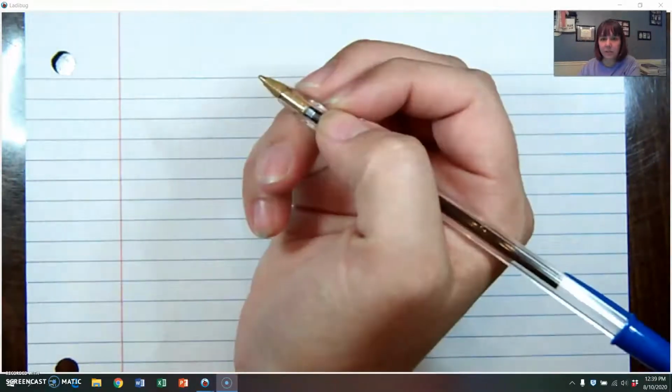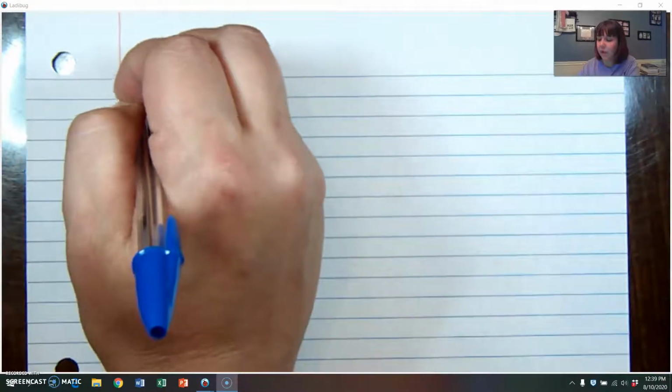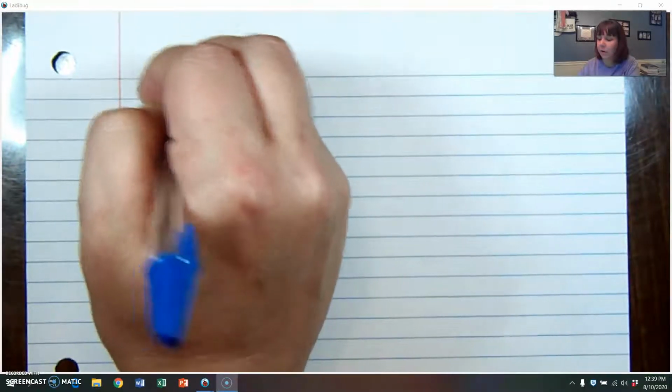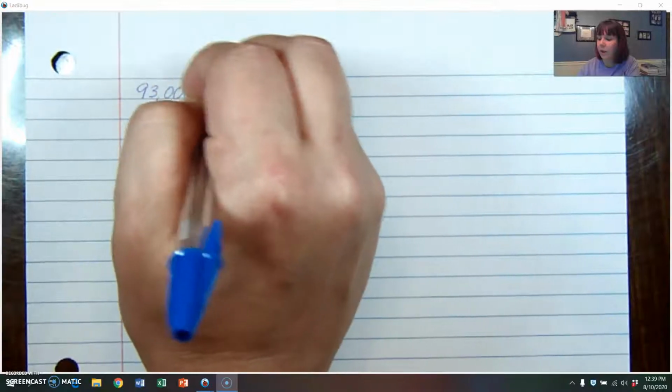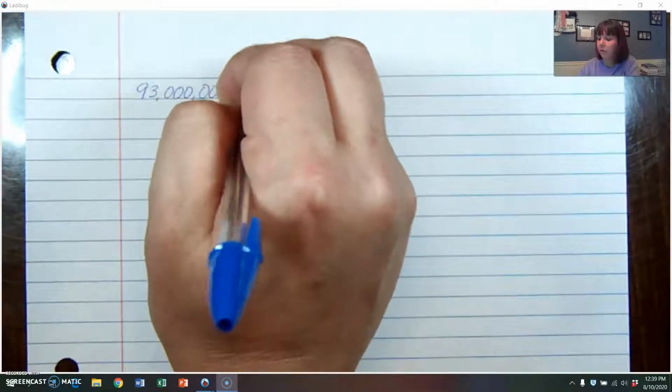In physics, we often use numbers that represent very, very big things, like the size of the solar system and beyond, and very, very small things, maybe like the size of an atom. So when we use numbers this big, we don't really want to waste time writing all of those zeros every single time. For instance, the distance between the Earth and the sun is 93 million miles.